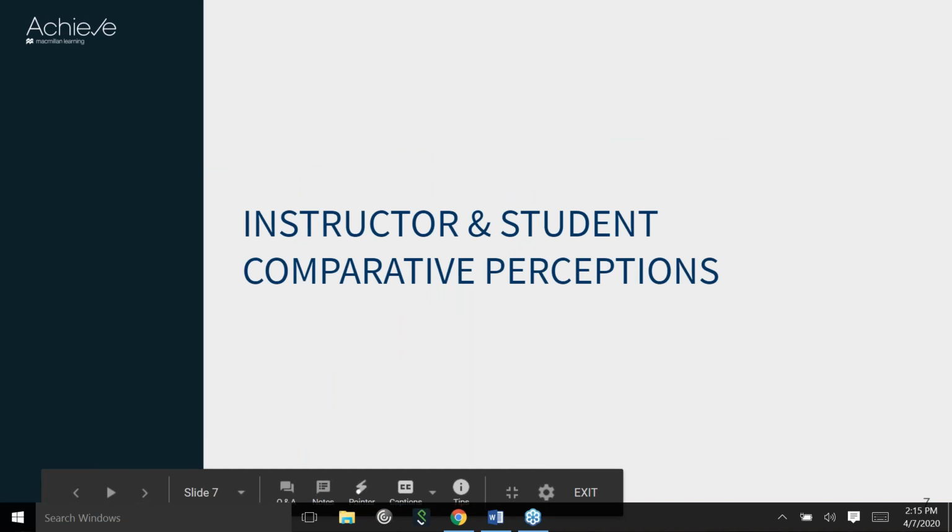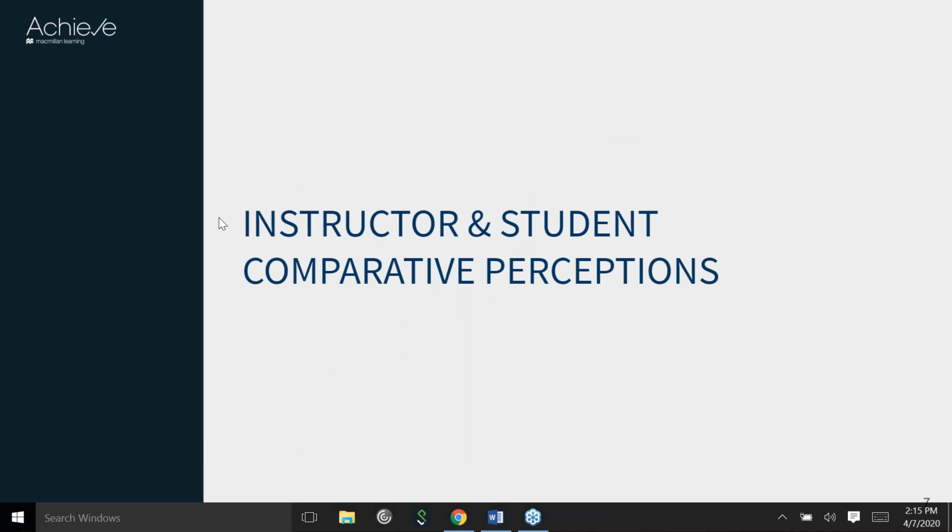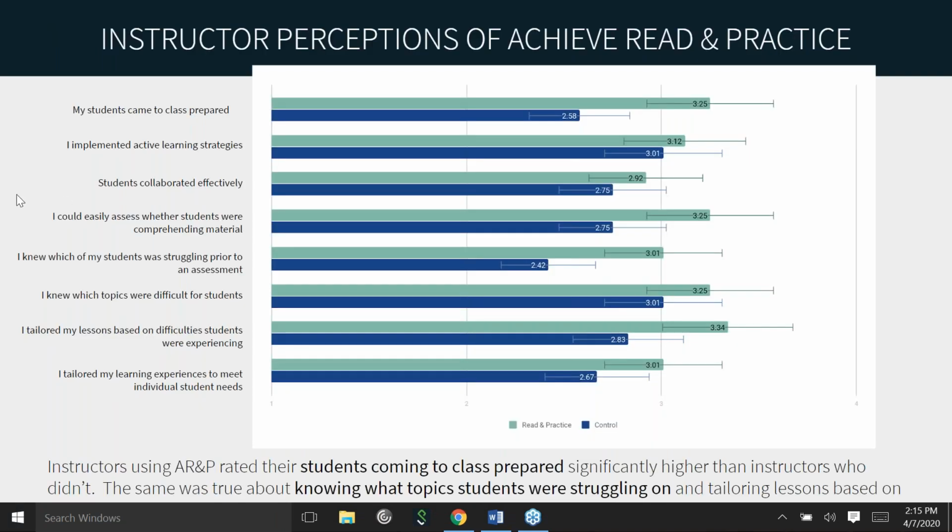So we'll quickly go through some of the comparative perceptions of instructors and students. The instructors were asked at the end of the semester to complete the same post survey for both of their sections, their Read and Practice section and their control section. What we were hoping to glean from these survey data was to understand if some of the assumptions that we had about Read and Practice changing classroom behaviors and student behaviors were actually doing so.